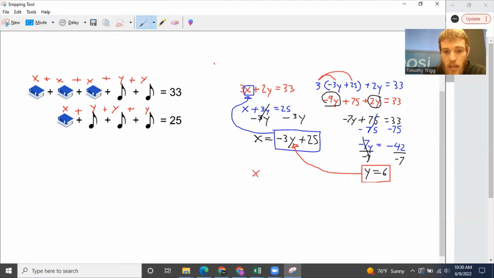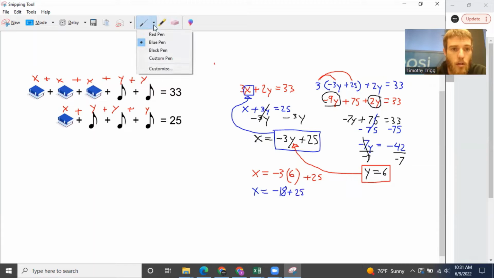So this gives us that x equals, and I'm going to write -3y, but I'm going to substitute y with the value of y, in this case 6, plus 25. Now we could easily solve for x here. -3 times 6, negative times positive is negative, so that's -18, plus 25. Here, what is -18 plus 25? Well, that's 7, positive 7, because you have more positives in this case.